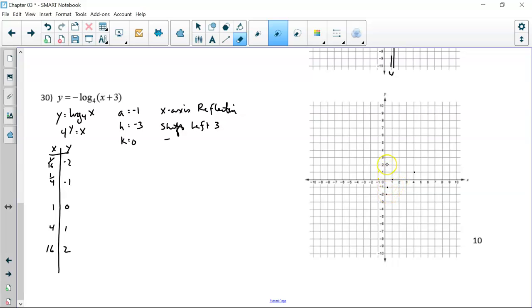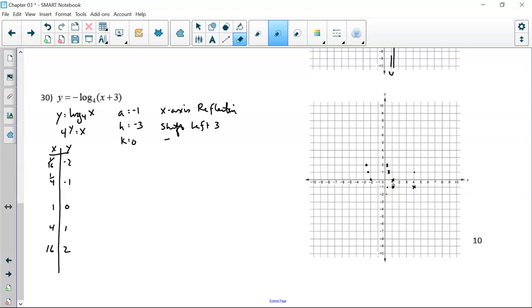So now we're going to be at 1/16, positive 2. 1/4, positive 1. 1, 0. And then we're at 4, negative 1. And now we're going to shift everything to the left 3. Go over to the left 3, to the left 3, to the left 3, and to the left 3.